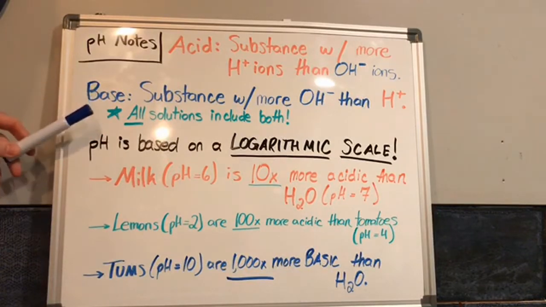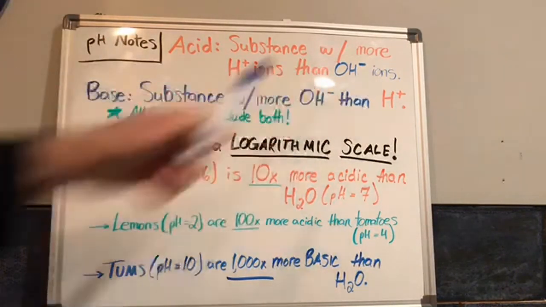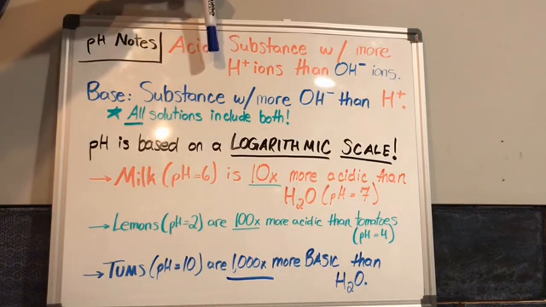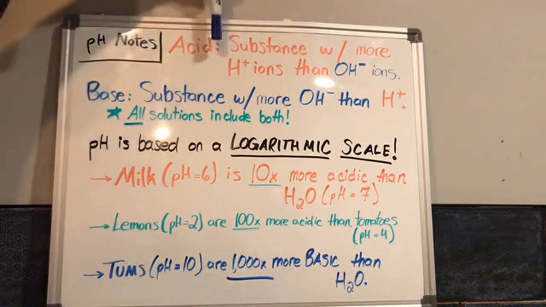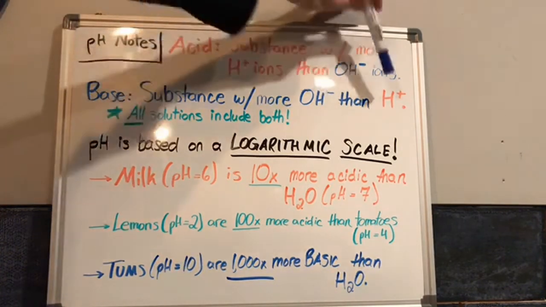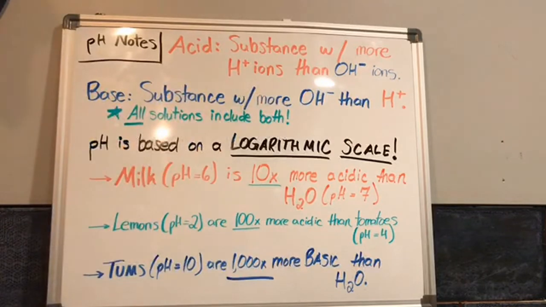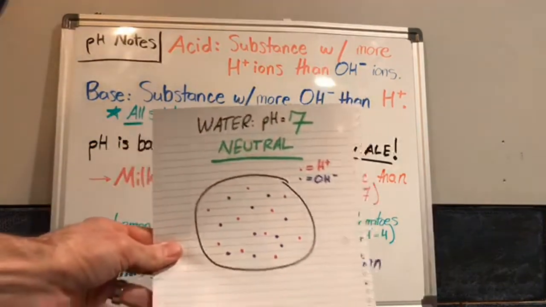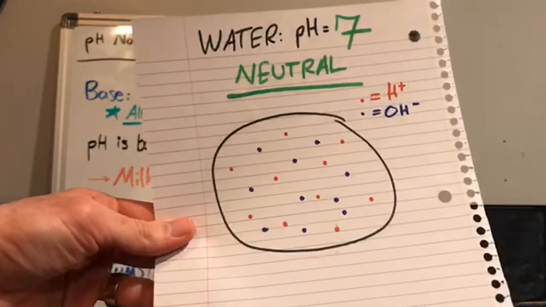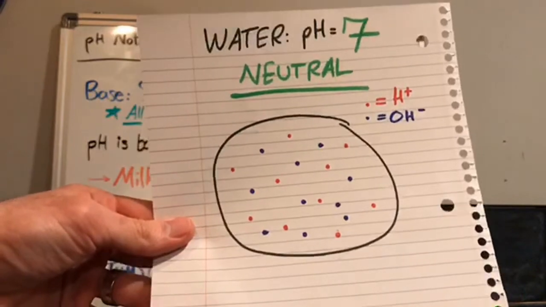But what's interesting is that all solutions include both of them. It's not just that acids only have H pluses, but in a solution, both are actually present. In a base, like any carbonate compound or any hydroxide compound, ammonia solutions, they have OH minus and H pluses. They actually include both. So to give you an idea, an example and a picture, again, for all the videos, you can obviously pause and stop things as I go.